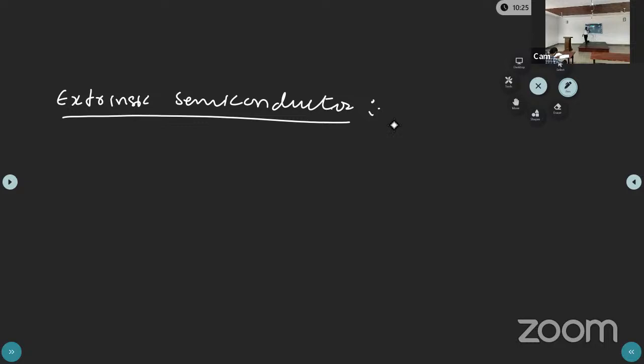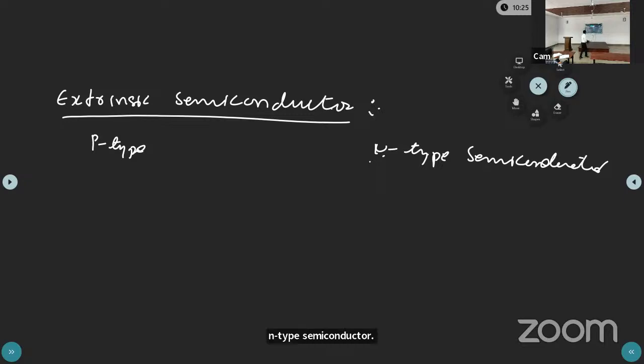Now coming to the extrinsic semiconductors. One is the P type semiconductor and the other is the N type semiconductor. For the P type, if you add a trivalent impurity to the pure semiconductor, it makes a P type semiconductor.